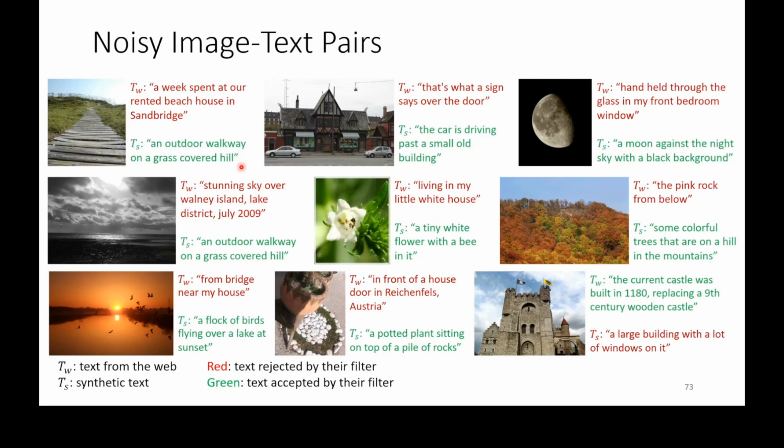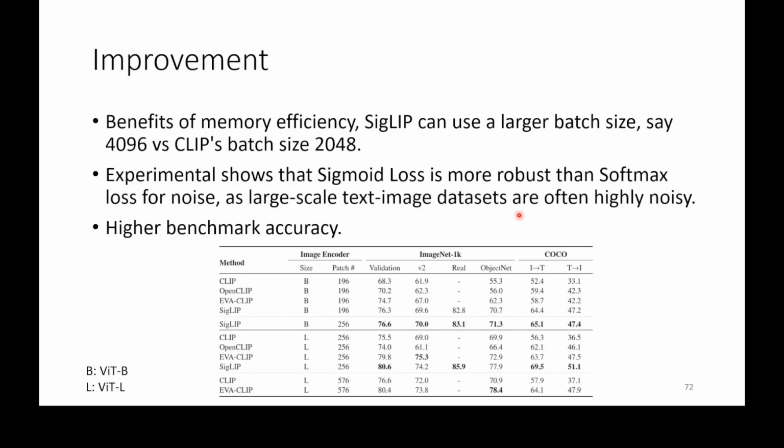Then they train a visual language encoder, just like CLIP. I just want to show these images to support the claim: large-scale text-image datasets are often highly noisy. That's the reason why they show us that sigmoid loss is more robust than softmax loss.